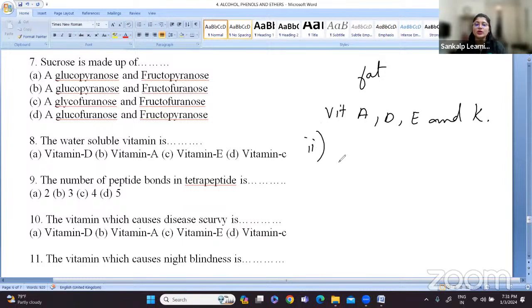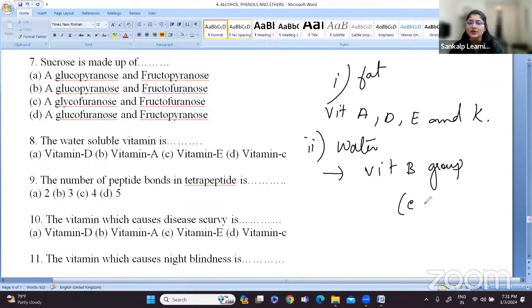Then the second is water soluble vitamins. Why are they called water soluble? Because they are soluble in water and are supplied in the regular diet. And what are the examples? All the vitamin B group, except B12, and vitamin C. So option number D is the right answer.